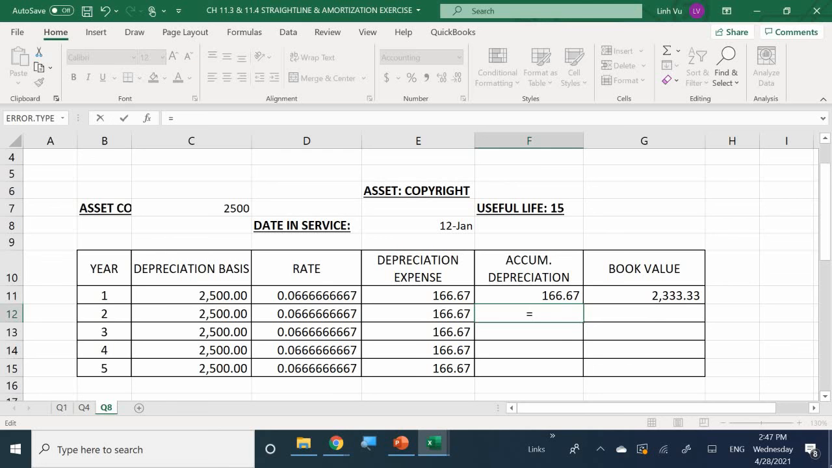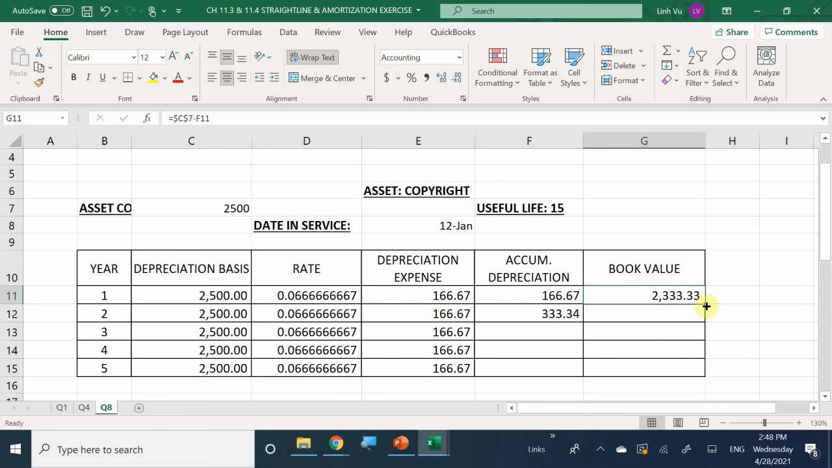So in this case, what is my accumulated amortization for year 2? $333.34. Okay, hold on, I got to clear it out. There you go. 333 and 34, because 7 plus 7 is 14. So therefore, what is going to be your book value? 21.66 and 66 cents. Good.